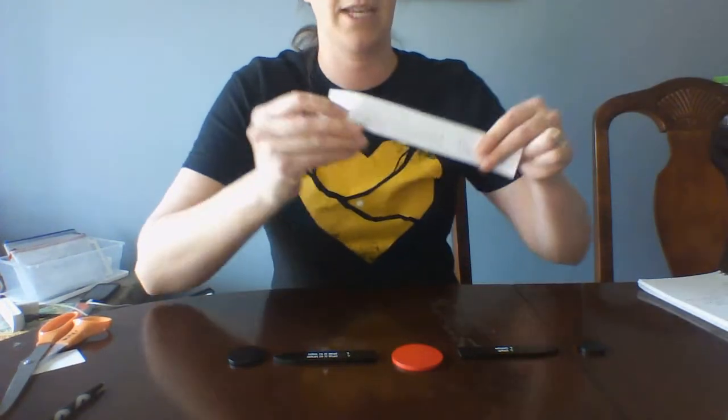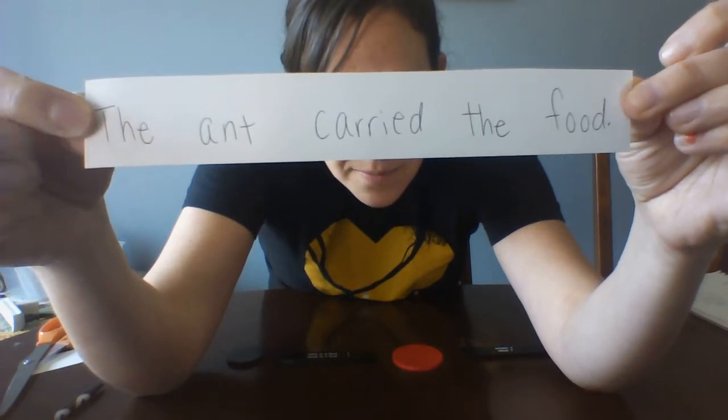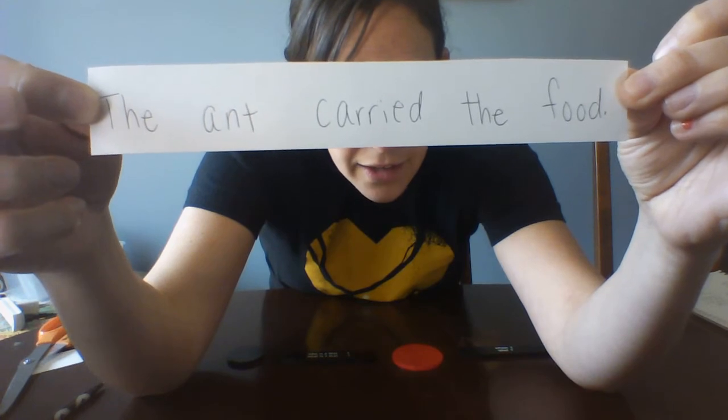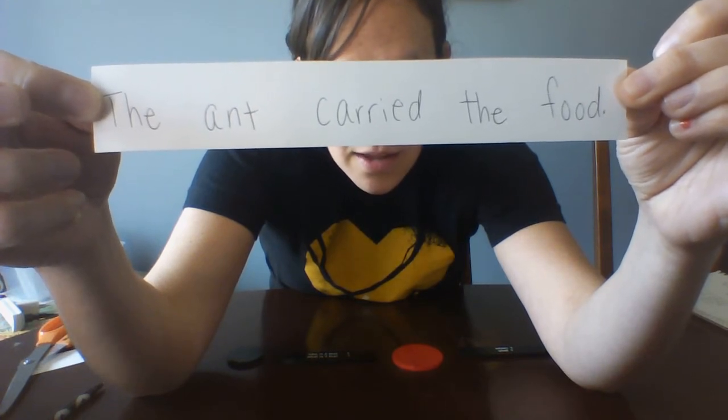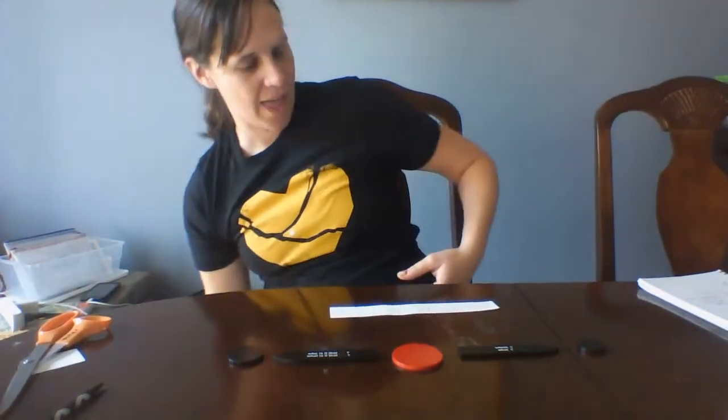So first I'm going to have my sentence. The ant carried the food. There's my cat. Brooklyn, get out of the way. Sorry about that.